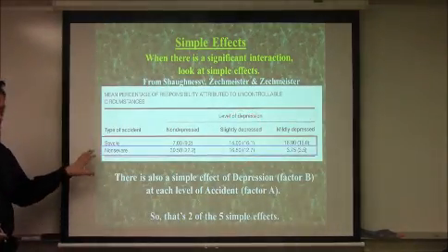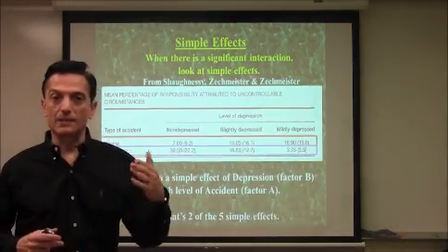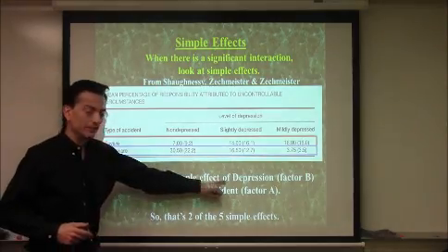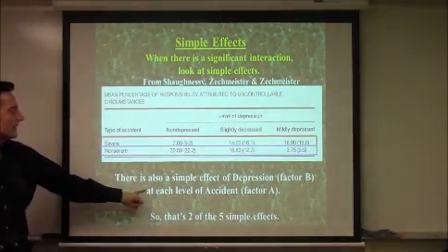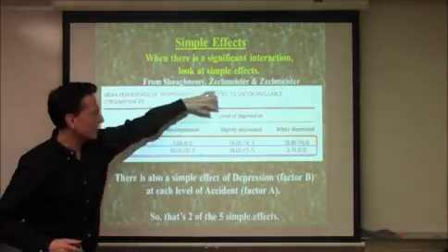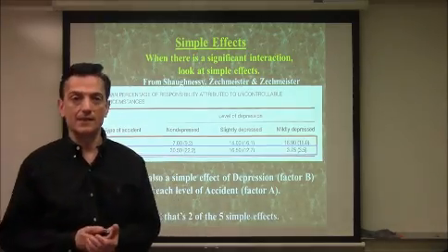Okay? All right, now let's go on and see if we can learn about the remaining 2 of our 5 simple effects in this design. So there is also a simple effect of depression, that's factor B, at each level of accident, which is factor A. So a moment ago we were taking vertical slices out of this table. It's now time to take horizontal slices out of this table.